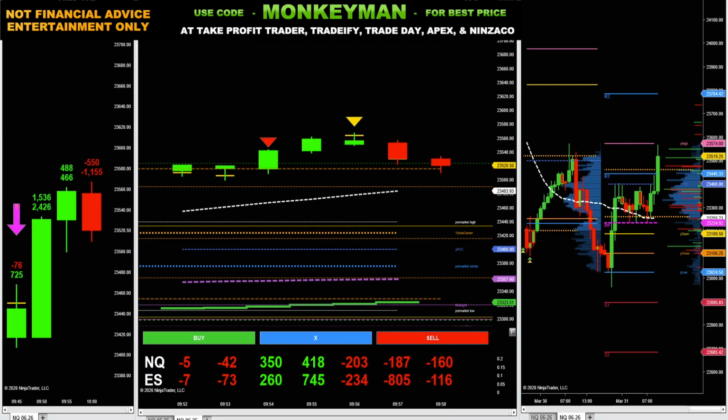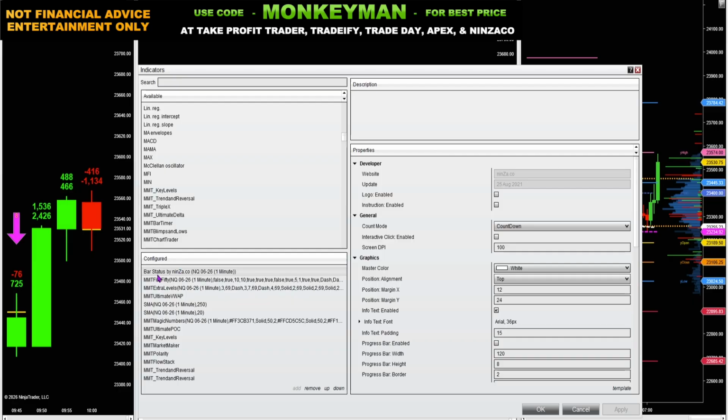So let's take a look at the big boy setups for the 1 minute and the 5 minute. On the 1 minute chart, I've got the free NINZA bar status.